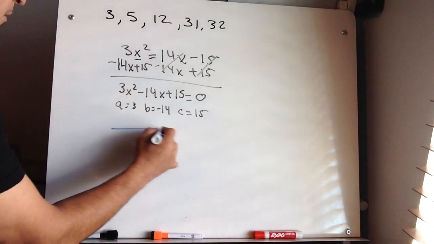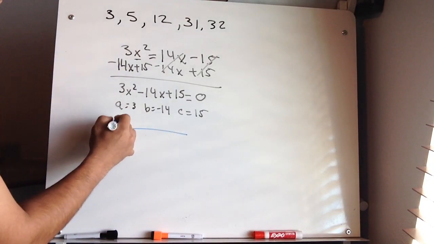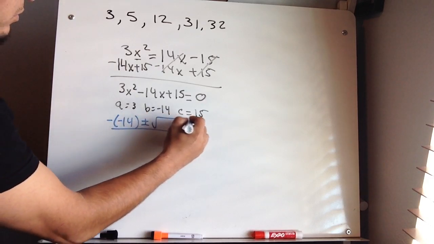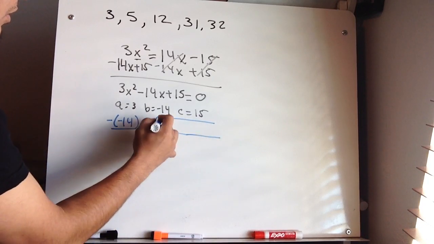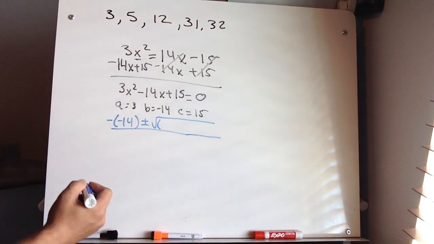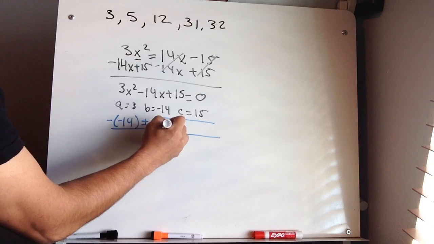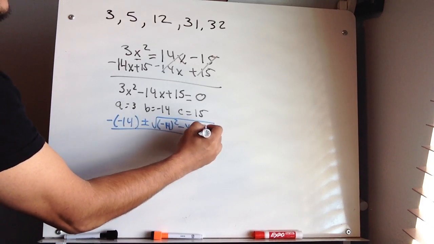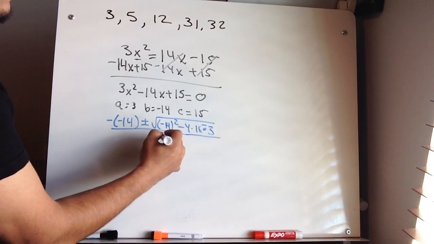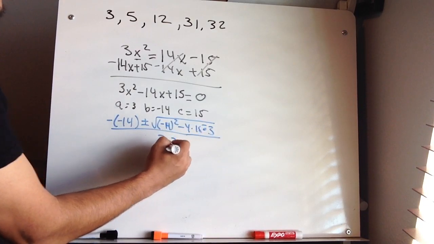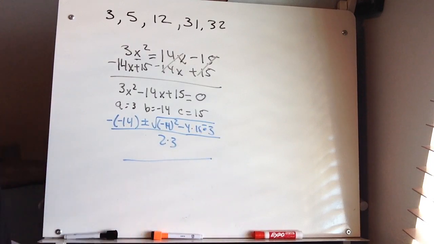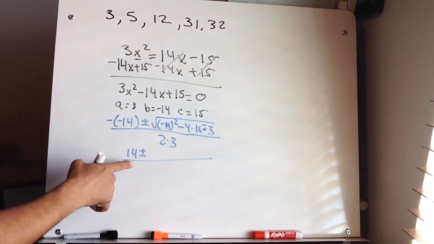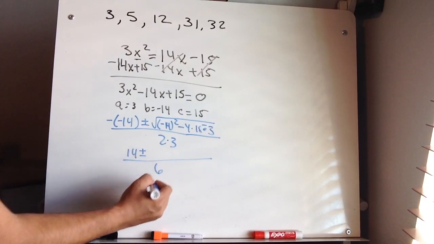So here we have negative 14 plus or minus the square root of negative 14 squared minus 4 times 15 times 3, and on the bottom 2 times 3. When we do that part, we clean it up. We get 14 plus or minus. That means there are two equations. I'm going to have 6 over here.